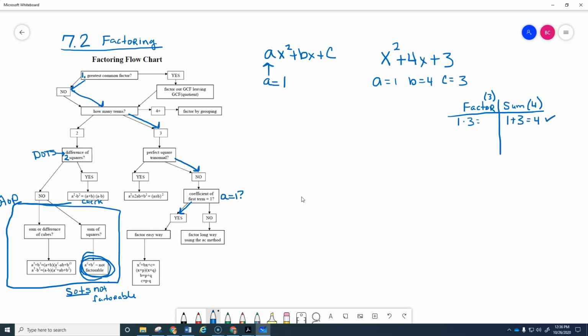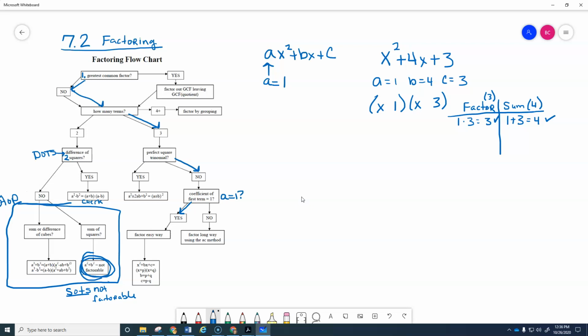Since 1 times 3 gives me 3, and 1 plus 3 gives me 4, then I have the pair of factors that I need. So that means that this trinomial is going to factor as x and x, and then you put the factors of 3, 1 and 3. And it doesn't matter, you could put the 3 here and the 1 here. It doesn't matter which one you put it.